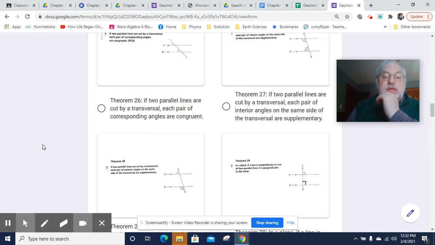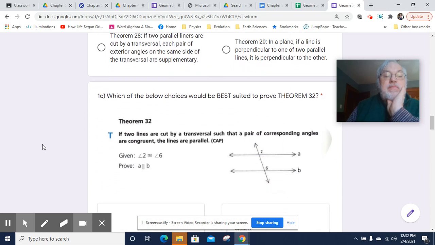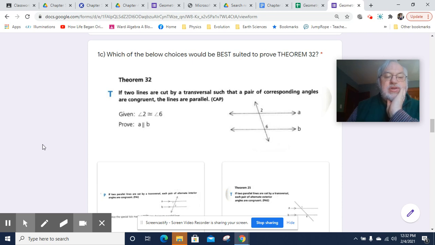Okay, let's go to the third one, 1C. Once I cut out those pictures that are just too small to see anyway, this will seem a lot shorter. So which of the following choices is best suited to prove Theorem 32? Okay, here we're saying if two lines are cut by a transversal such that a pair of corresponding angles, these are corresponding, they're in basically the same position relative to everything. They're like they rhyme in the parallel line and transversal setup. So such that a pair of corresponding angles are congruent, the lines are parallel.